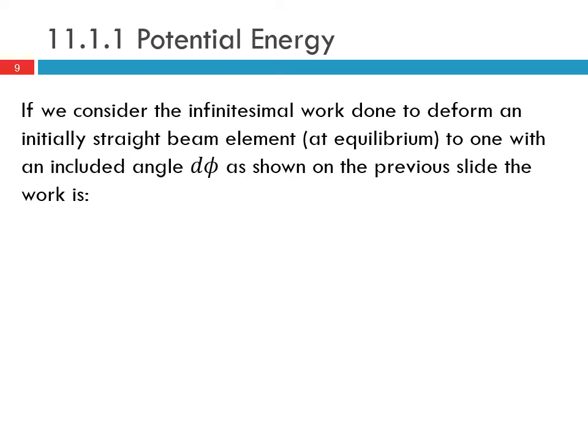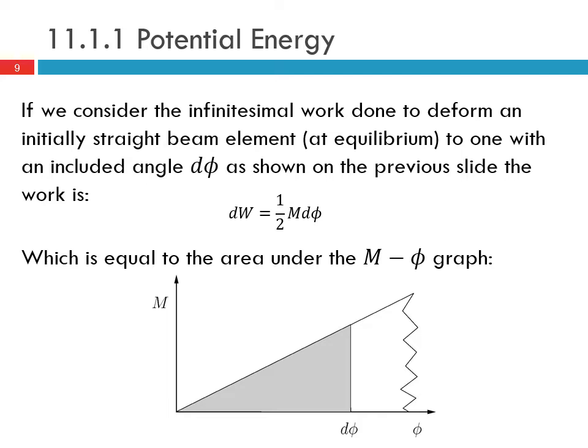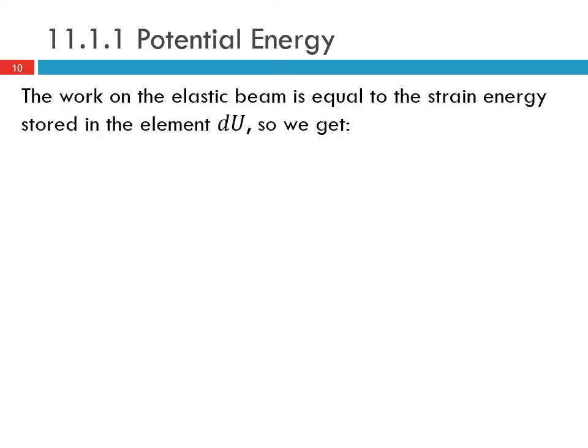Now, if we consider the infinitesimal work done to deform an initially straight beam element at equilibrium to one with an included angle d phi, as shown on the previous slide, then the work dW is equal to 1/2 M d phi, which is equal to the area under the M phi graph, as shown here. The work on the elastic beam is equal to the strain energy stored in the element, which we call dU. So we get that dU is equal to dW, which again was equal to 1/2 M d phi.